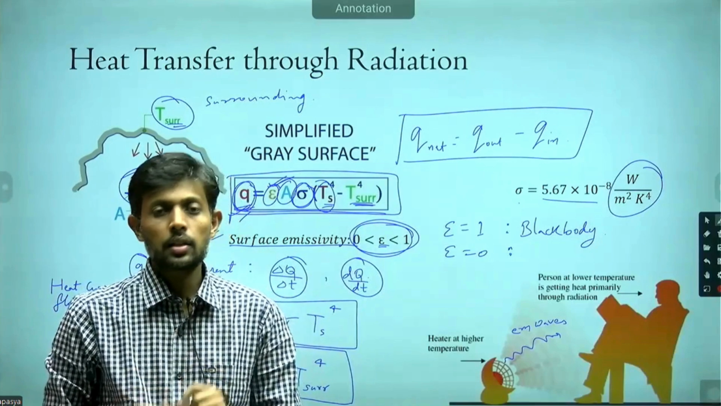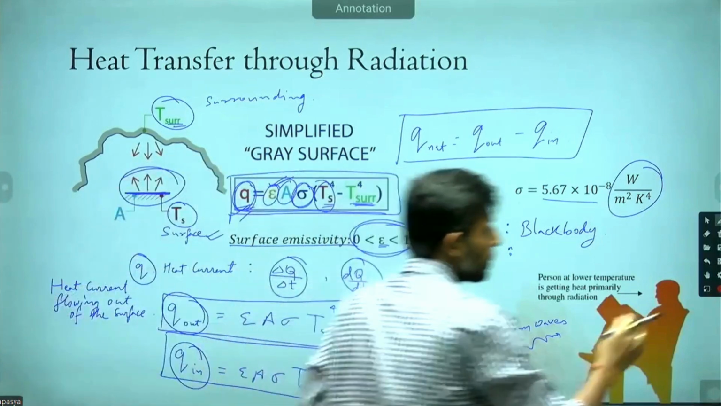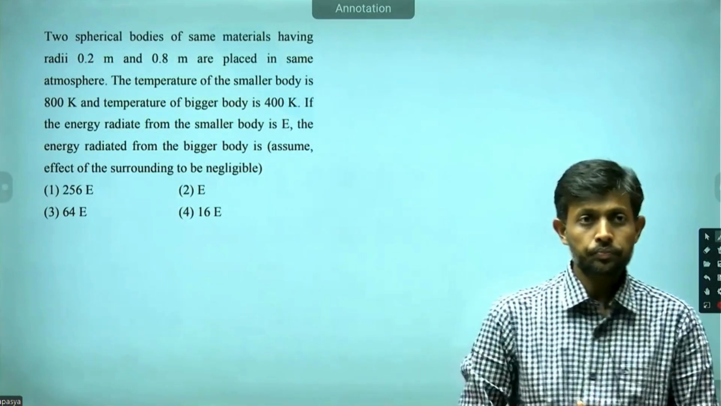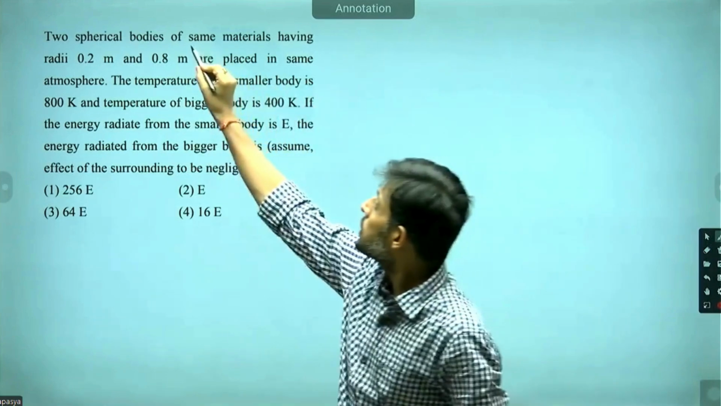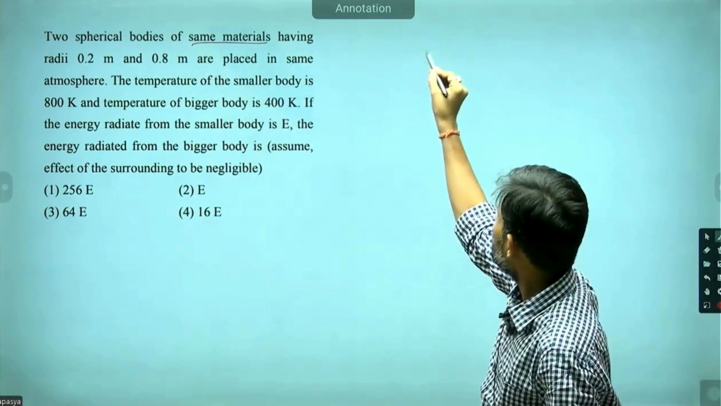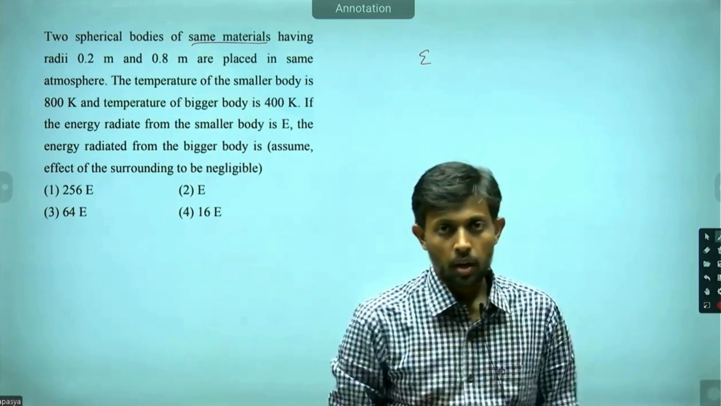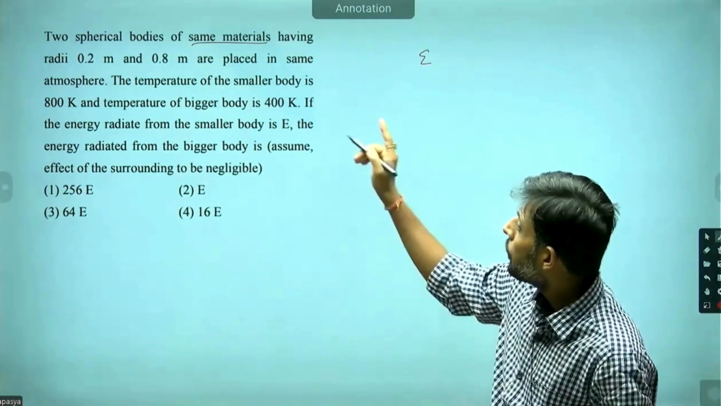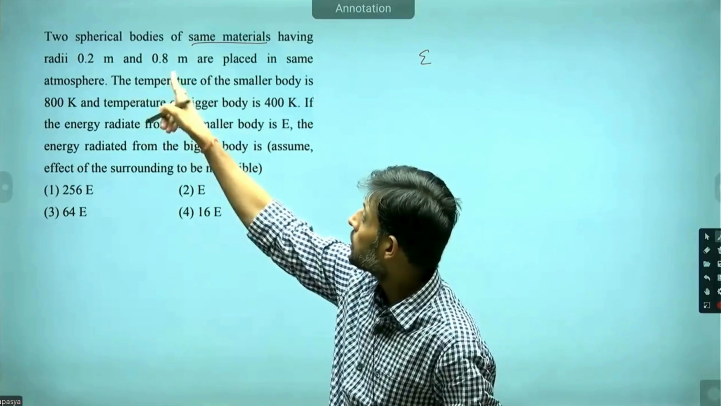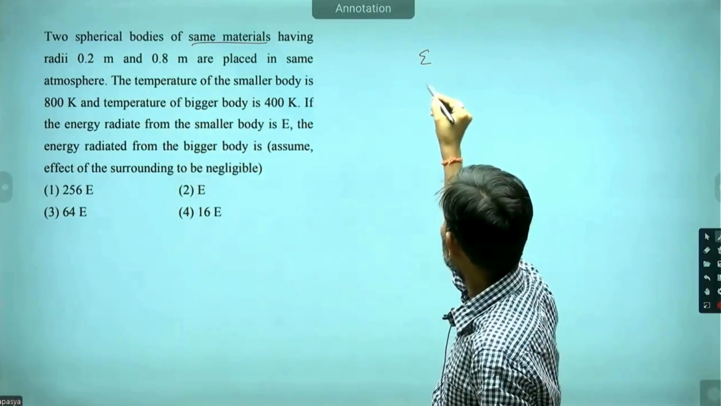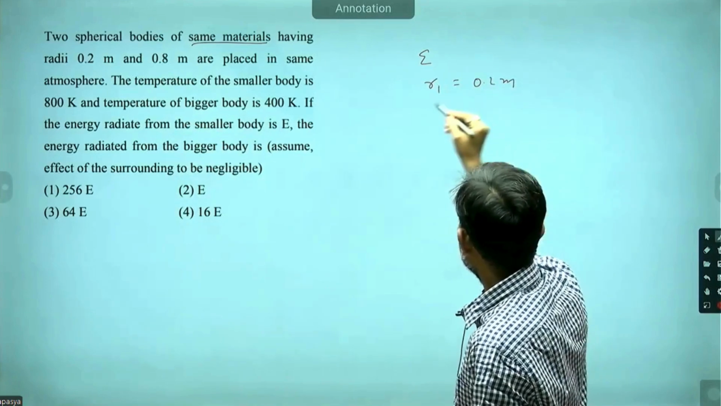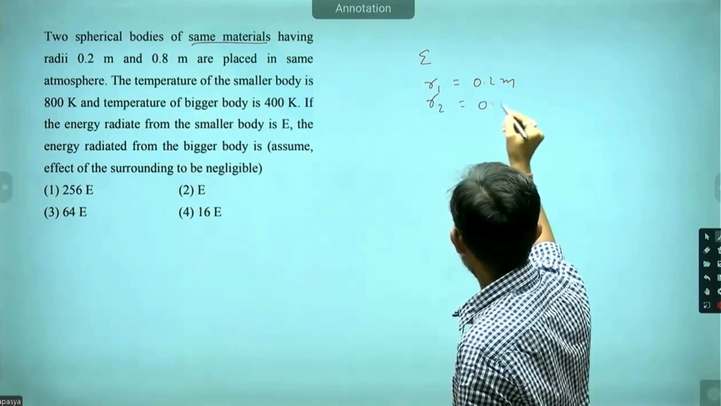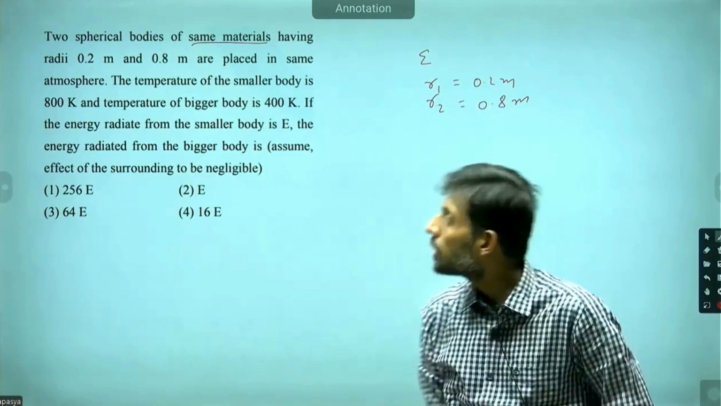So if we understand how we get this, let's now apply all this understanding to a problem which came in JEE this year itself. Let's take a look. Here's the question. It says there are two spherical bodies of the same material. Same material means emissivity is going to be the same for both, having radii 0.2 meters and 0.8 meters. So the radius of the first one is 0.2 meters, the radius of the second one is 0.8 meters, all right?